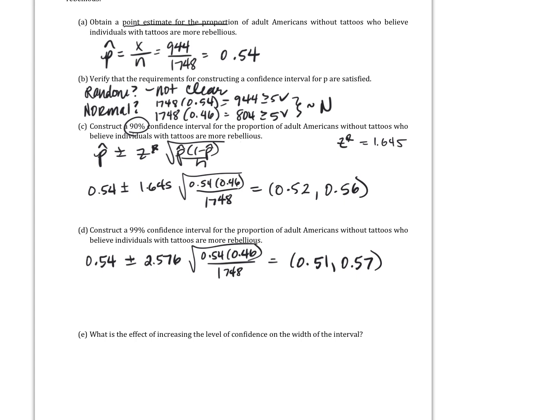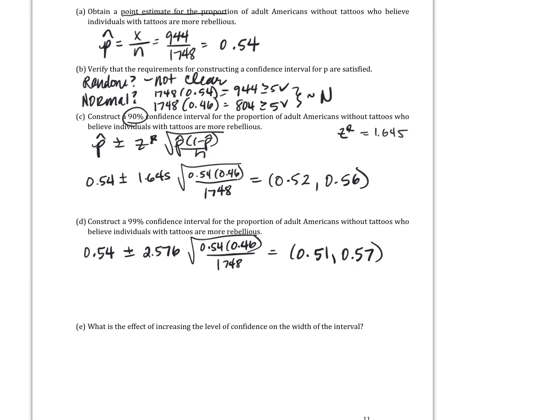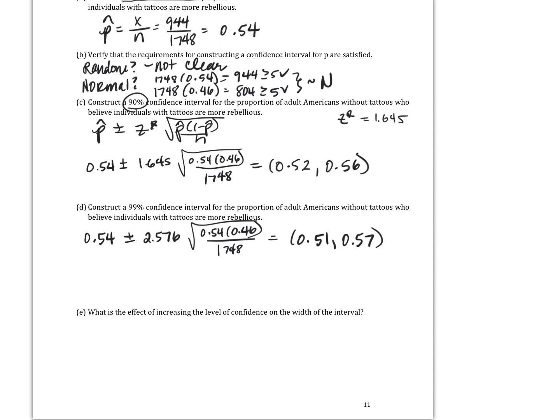To get 0.51 to 0.57. So E is asking, what's the effect of increasing the level of confidence on the width? What happened? Did it get wider or did it get narrower? It got wider, right? Wider.